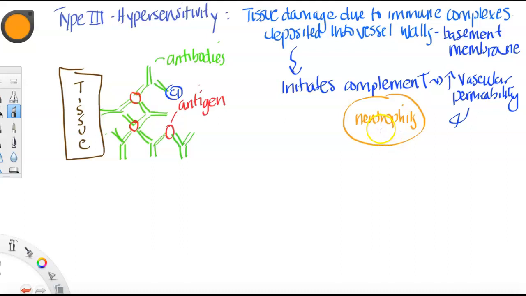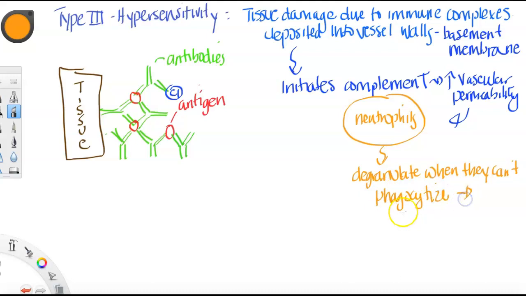Okay? So they cannot consume the tissue, so they're filled with granules, so they degranulate. And when they degranulate, when they can't phagocytize, that leads to vasculitis.